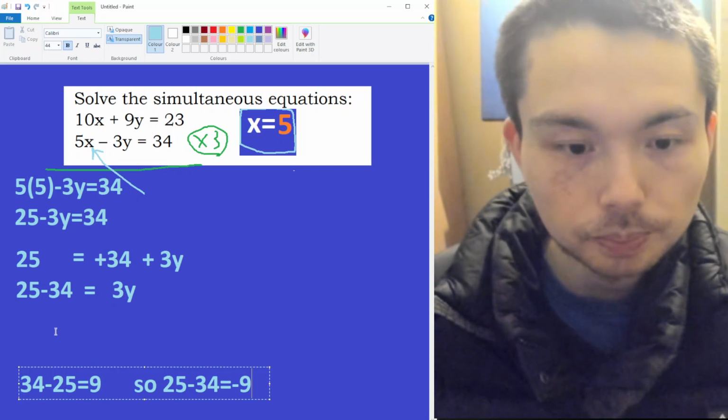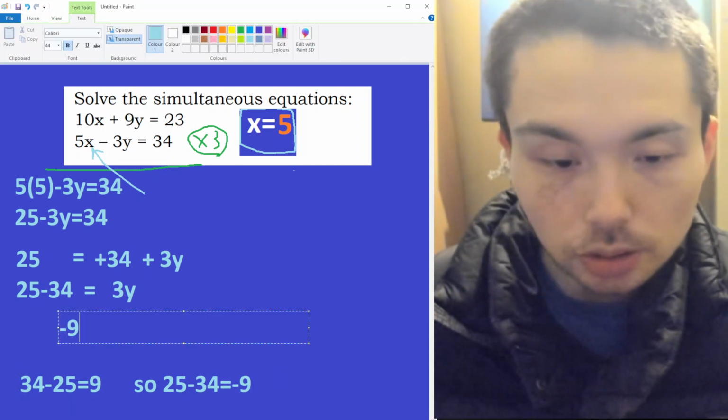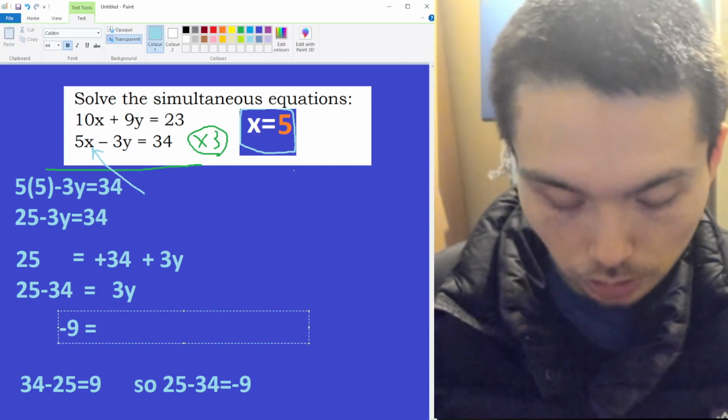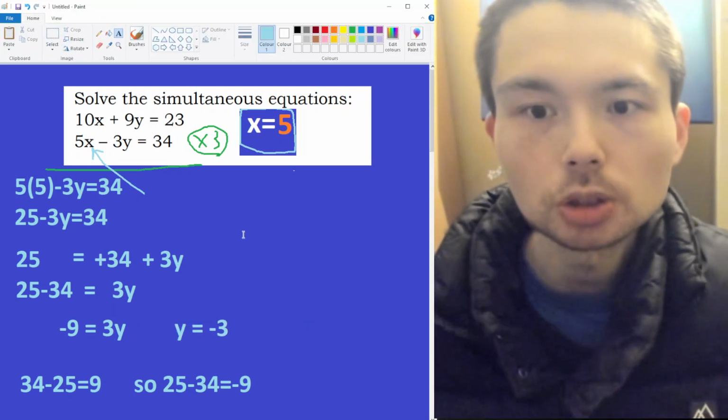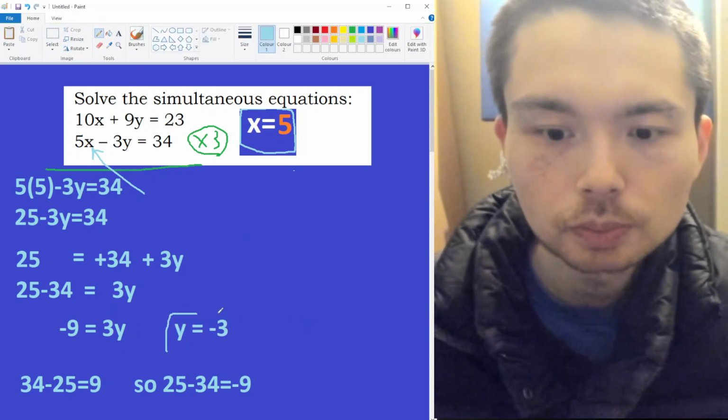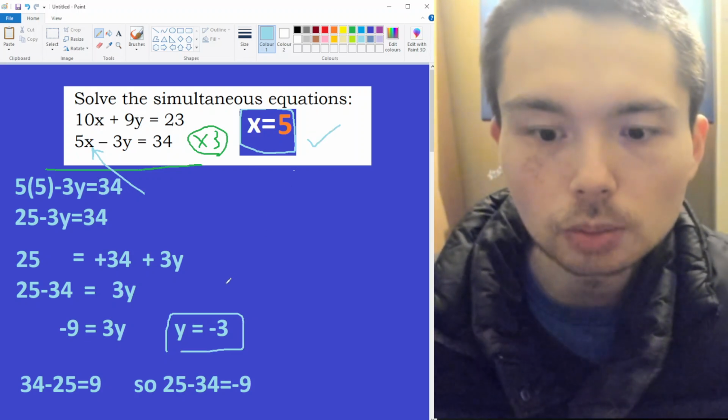Put that on the left. We have minus 9 is equal to 3y. So then, y equals minus 3. Job done. We've solved it. X equals 5, y equals minus 3.